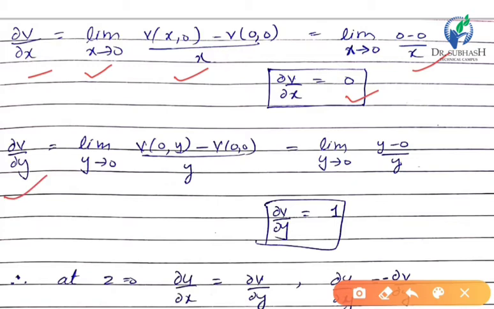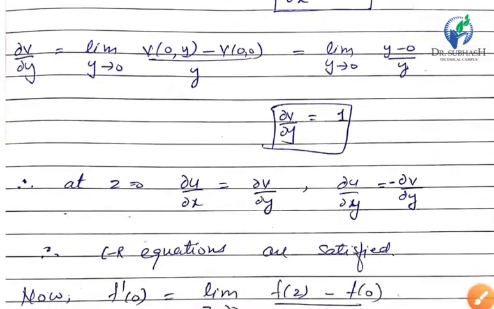Now I will find del v upon del y. Limit y tends to 0, v of 0, y minus v of 0, 0 upon y. Again I will do the same thing. I will put x equal to 0 and y equal to y in our equation of v, and here I will put both x and y as 0. So I get limit y tends to 0, y minus 0 upon y. This y will get cancelled. I will get del v upon del y as 1.